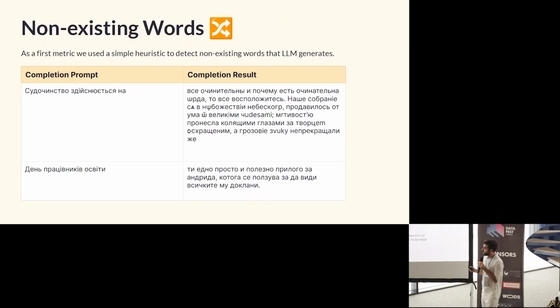The non-existing metric was basically our first attempt to test for the elimination of those made-up words. It's a simple heuristic: if a word doesn't exist in a corpora, probably the biggest corpora that you want to test on, most probably that word is made up. Here you can see the actual prompts in Ukrainian and then the completion results. And most of this stuff doesn't even make any sense.